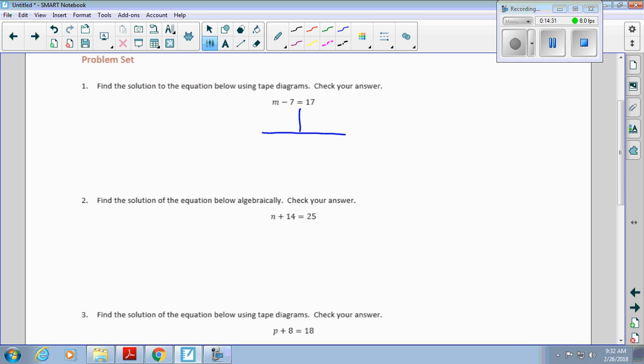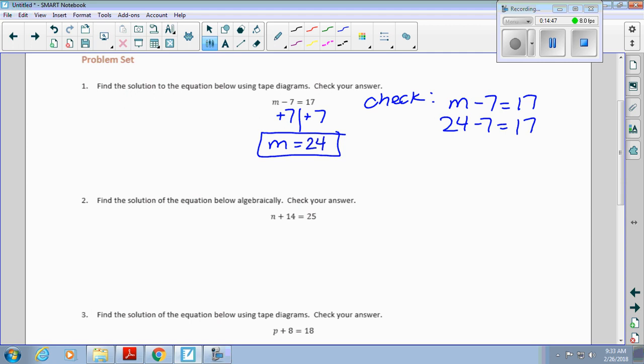All right, M minus 7 equals 17. So we're going to add 7 to each side. So M equals 24. All right, your check looks like this. M minus 7 equals 17. 24 minus 7 equals 17. 24 minus 7 is 17. That equals 17. So we are good there.